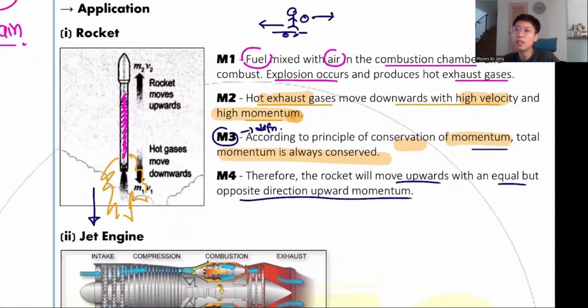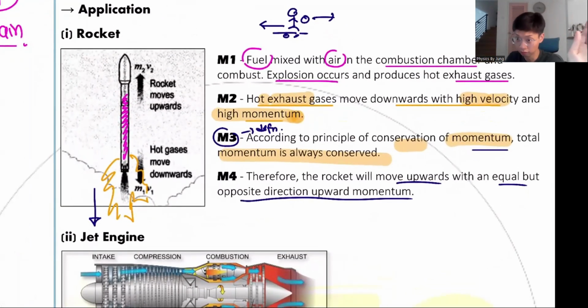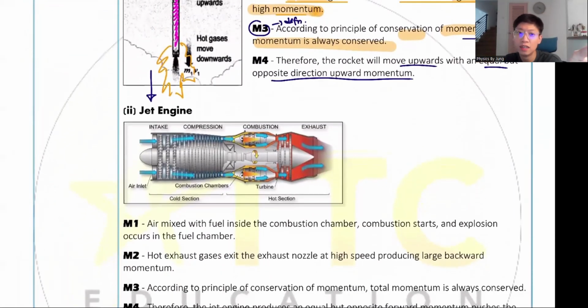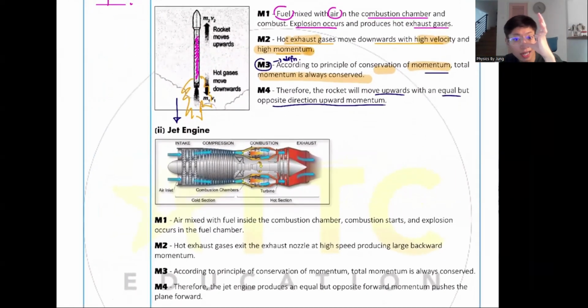If today I teach you rocket, do you know how to do jet engine? I want you to compare these two answers. Is it the same or not the same? Same.